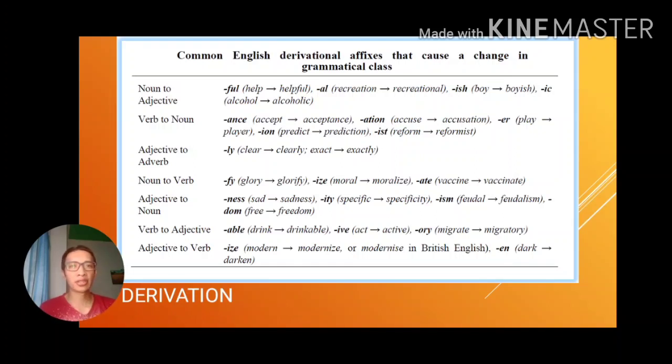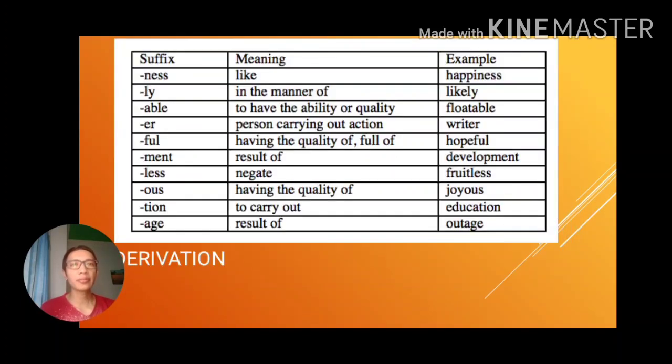Another syntactical change happens with the suffix ness, sad into sadness. Then able, dream to dreamable, means the syntactical class of the word changes from verb to adjective. And when we add another suffix like ize, the class of the word changes from adjective into verb, so modern to modernize. In terms of meaning, of course, when you add some suffixes like ness, ly, able, and so on, there is a change in the meaning of the word.